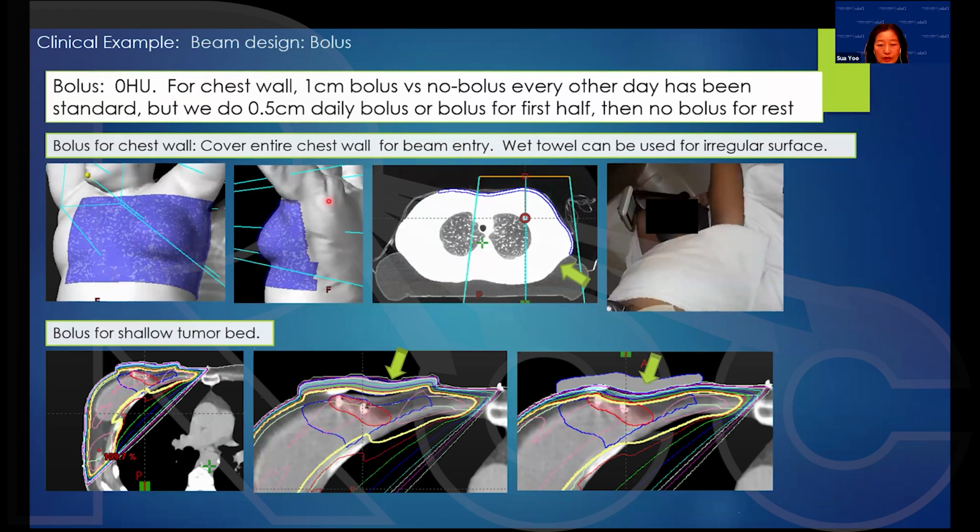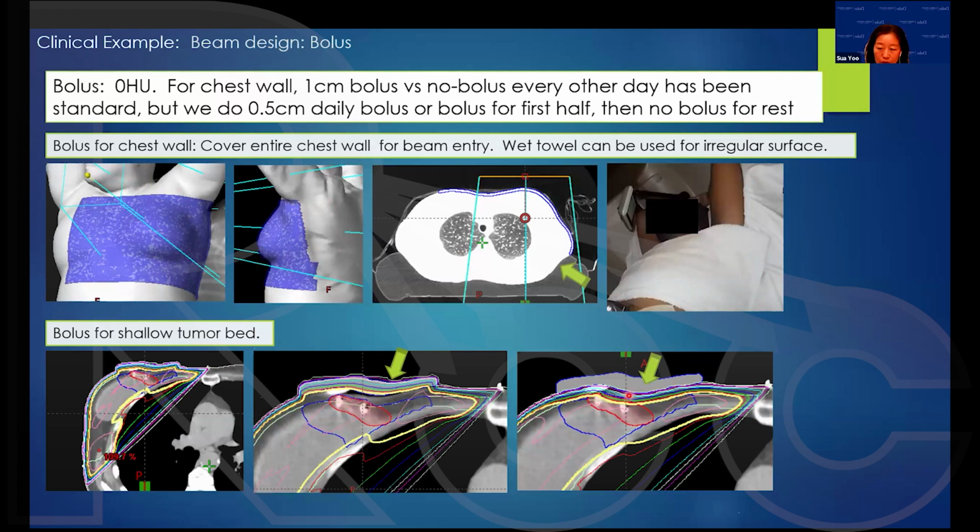So bolus, when we plan, we just need to make sure that we actually put the bolus. We don't put bolus all the way to the neck. At the machine, we often use wet towel because it actually conforms better. And for the shallow tumor bed, we would use bolus. In that case, you can use 1 cm or half cm. And if you use bolus, it actually goes all the way to the skin level.